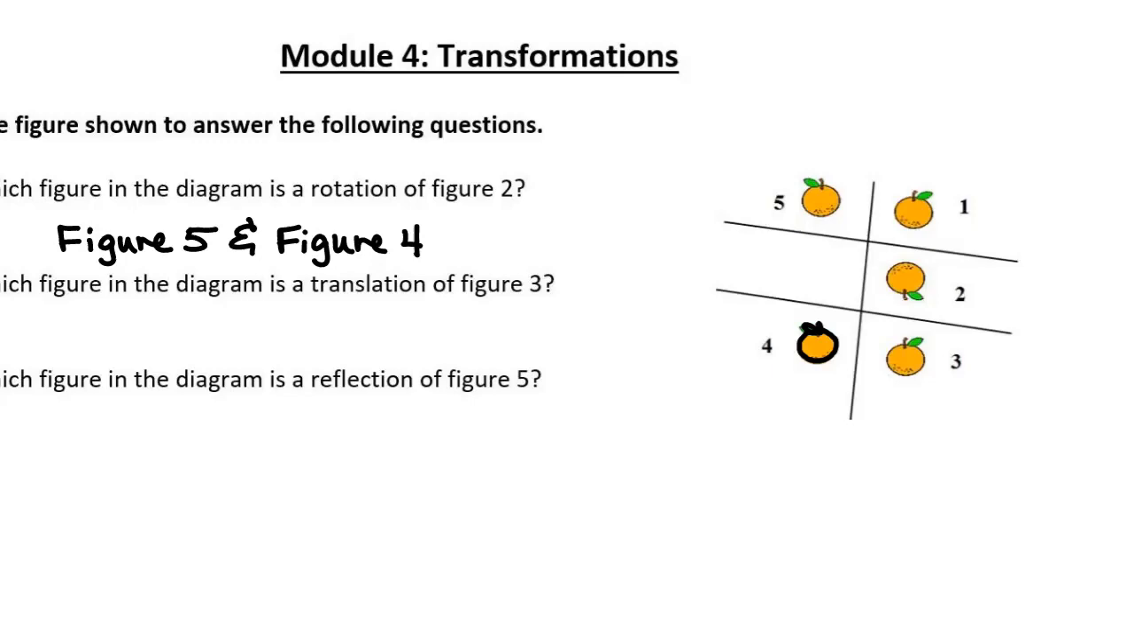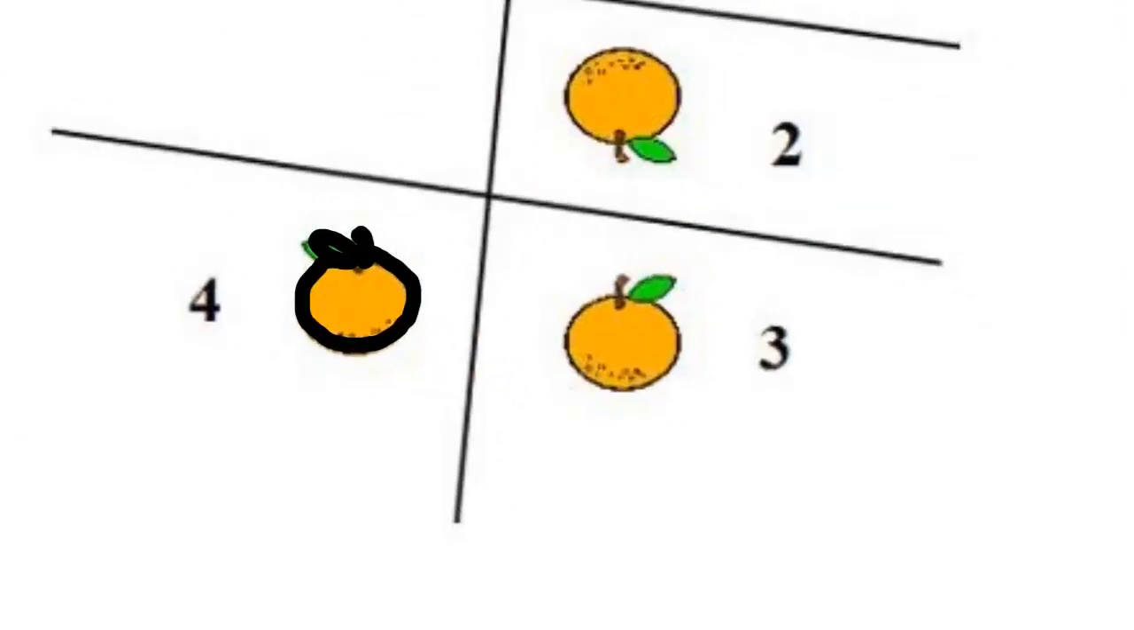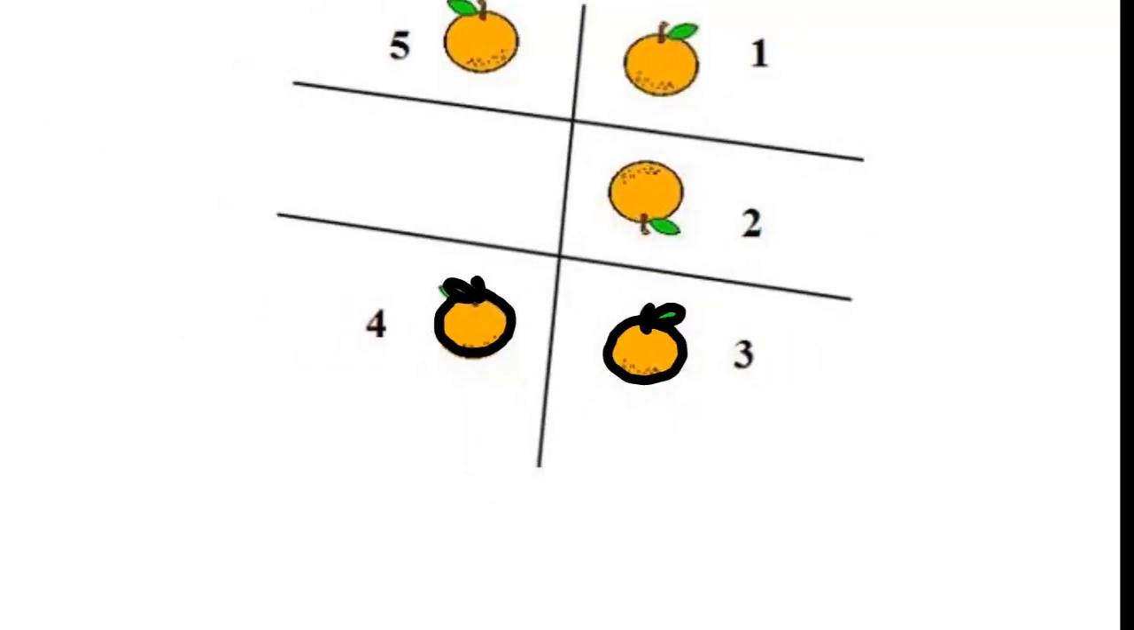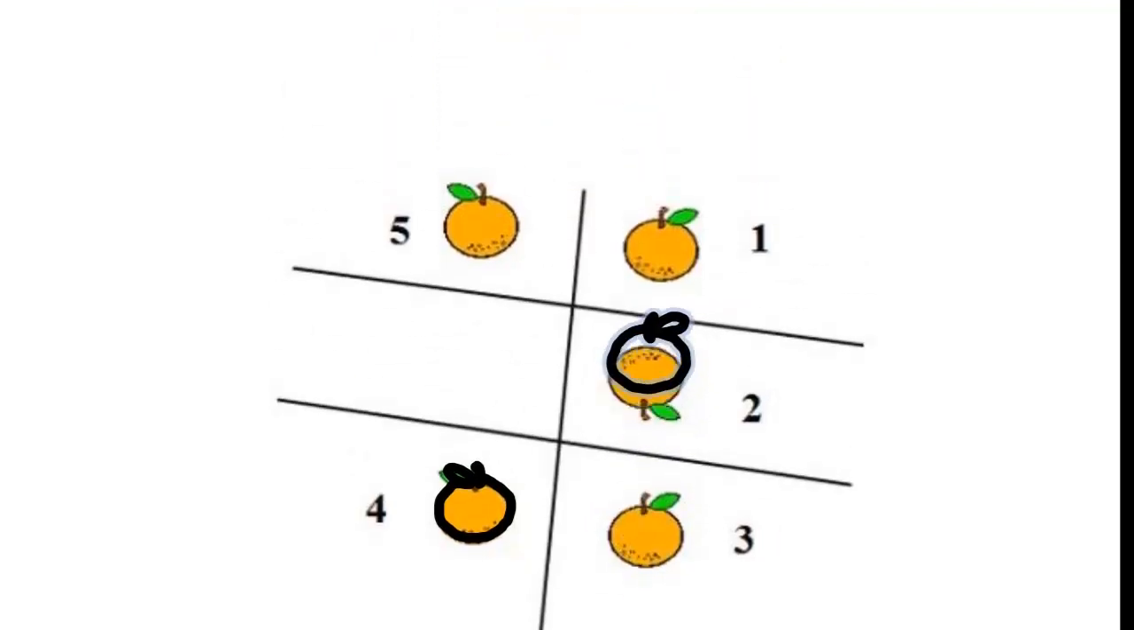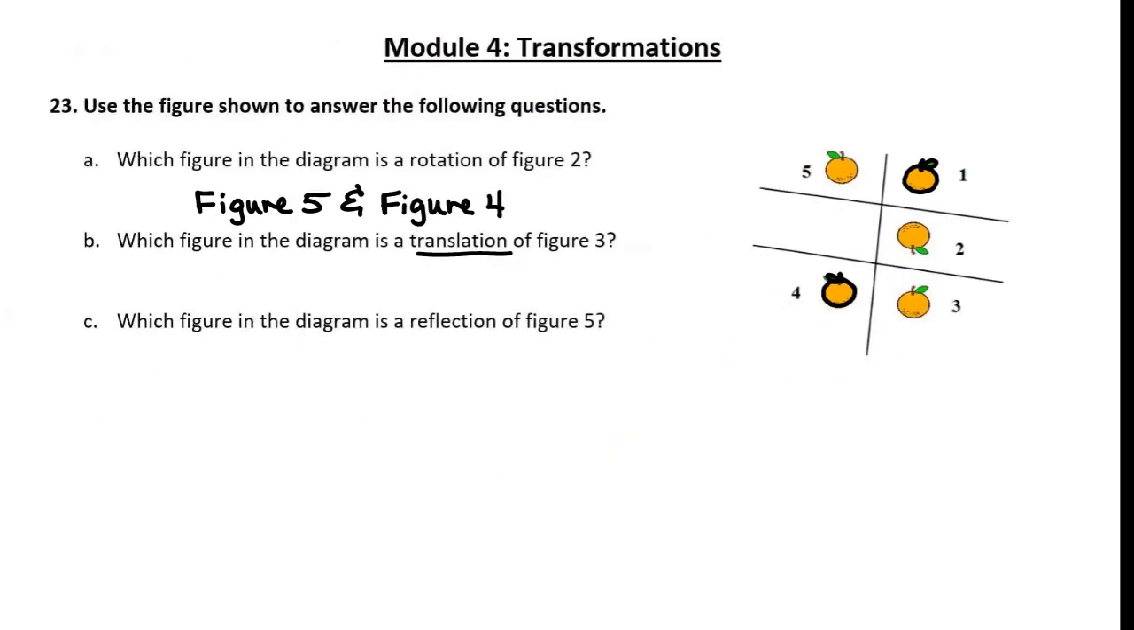A translation is a slide. So we want a translation of figure 3. Here's figure 3. Translation has got to be a slide. It doesn't match figure 2. It does match figure 1. Doesn't match figure 5. Doesn't match figure 4. So figure 1 would be a translation of figure 3.